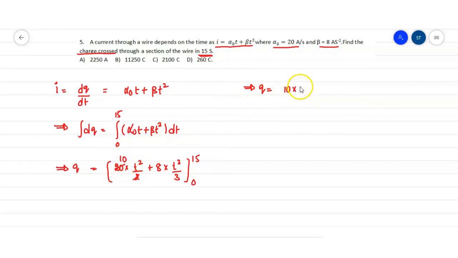10 into upper limit 15 square minus lower limit 0 square. So that will be 15 square, which will be 225, plus 8 by 3 into 15 cube minus 0 cube. So that will be 15 cube, which is 3375. We can cancel out with 3 here. This will be 1125. So this total will be equal to 11250. So if you check the options, option B will be the correct option in the given question.